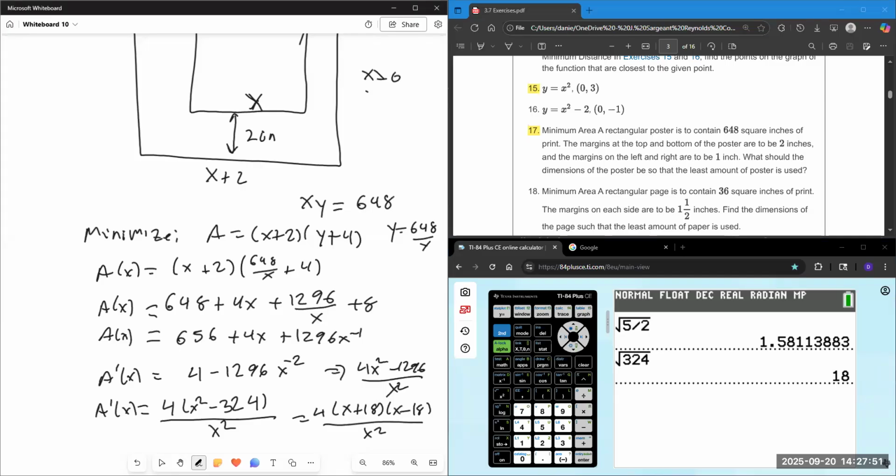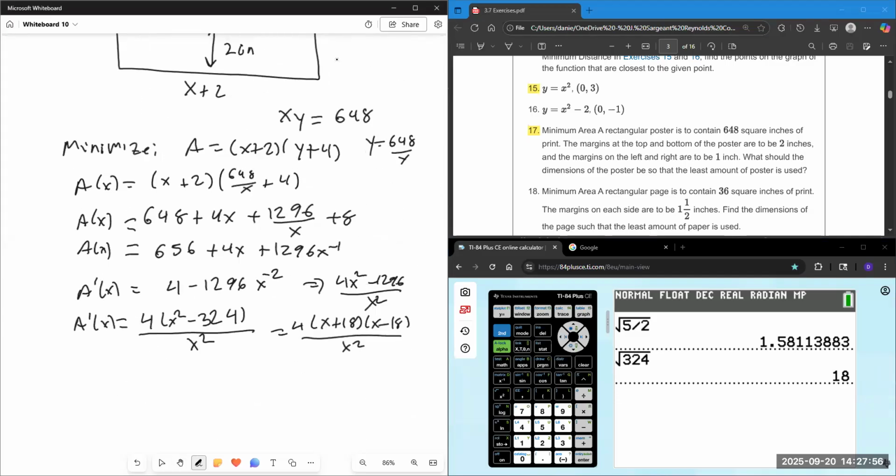Context of the problem demands that X and Y be positive numbers here. So X is going to be a positive 18. And if X is 18, then we can use a number a little bit less than 18 to say positive, positive, negative, which is negative and decreasing. A number a little bit bigger than 18 gives positive, positive, positive, which is increasing. So there's a local min at X is equal to 18.